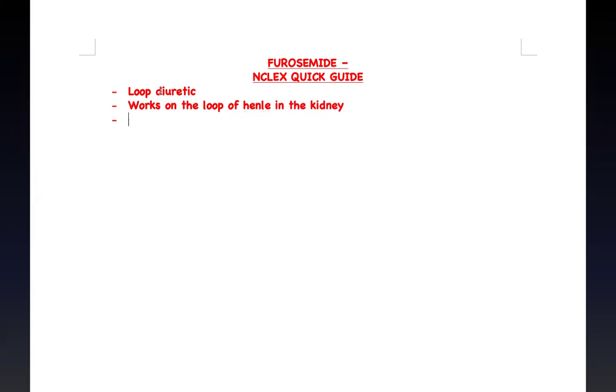And what does it do? It usually prevents reabsorption of certain electrolytes: sodium, potassium, magnesium, and water. These are the key, and sometimes chloride, right? Chloride. These are electrolytes that usually get affected by furosemide. What am I talking about?